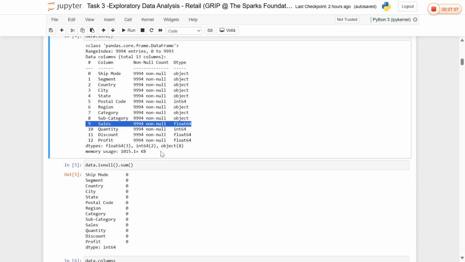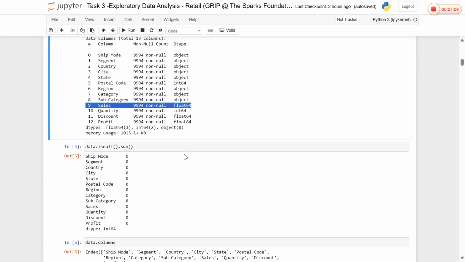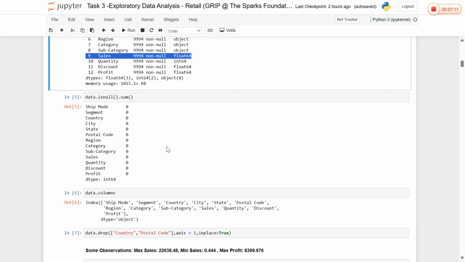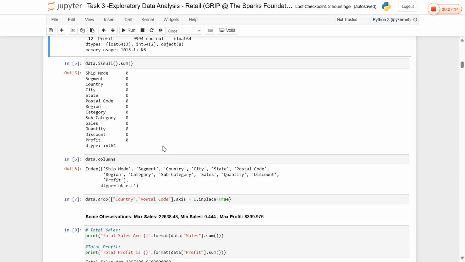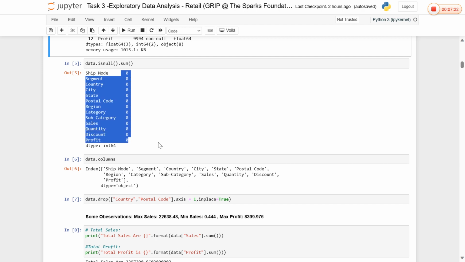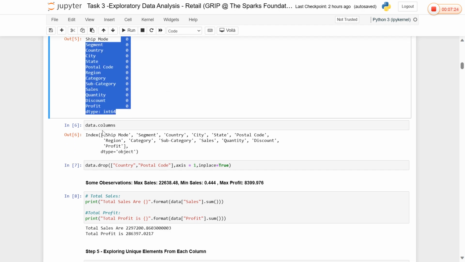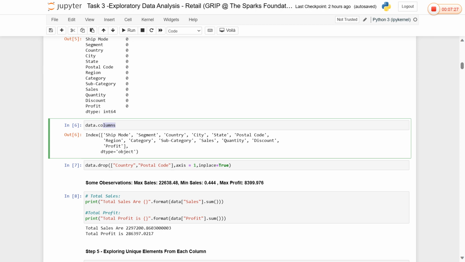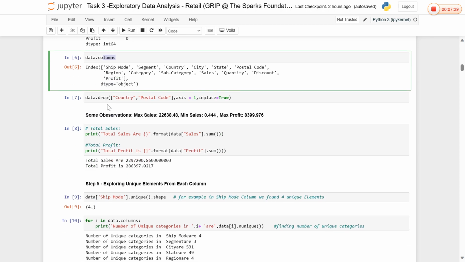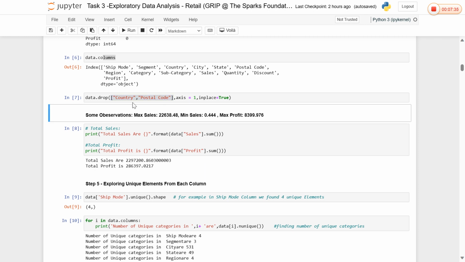Now moving on, we explore the unique elements in each column. Since we have found the dataset clean, these are the columns included in it. We used data.columns, such as ship mode and the other columns. We have dropped two columns, the country and the postal code, since we don't necessarily need them for the analysis.